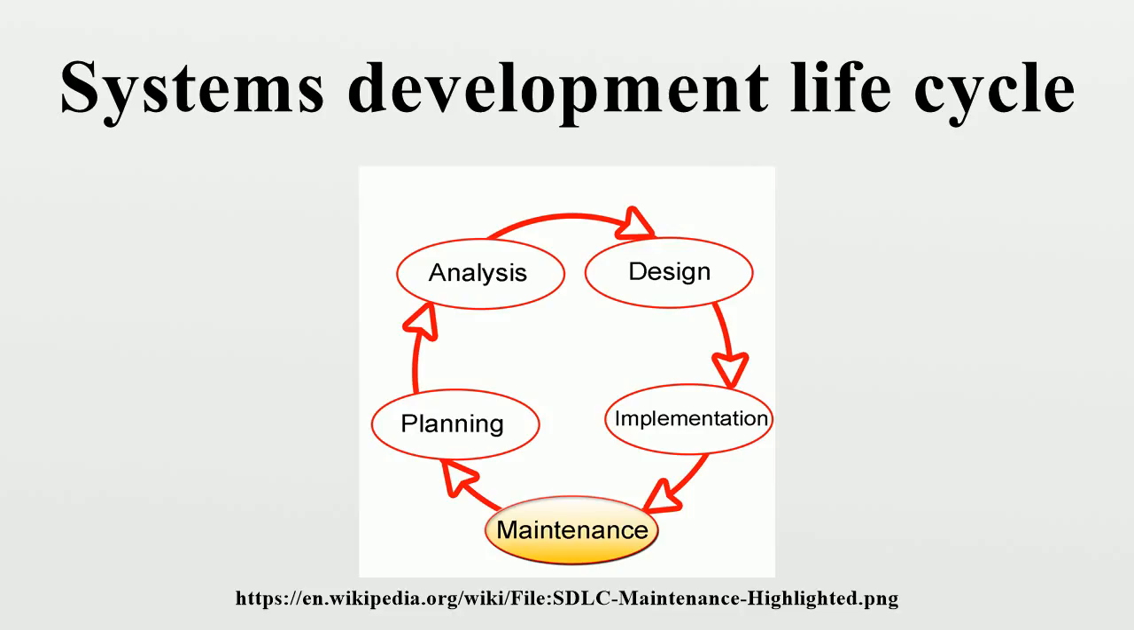cost estimates. Computer systems are complex and often link multiple traditional systems potentially supplied by different software vendors. To manage this level of complexity, a number of SDLC models or methodologies have been created, such as waterfall, spiral, agile software development, rapid prototyping, incremental, and synchronize and stabilize. SDLC can be described along a spectrum of agile to iterative to sequential.